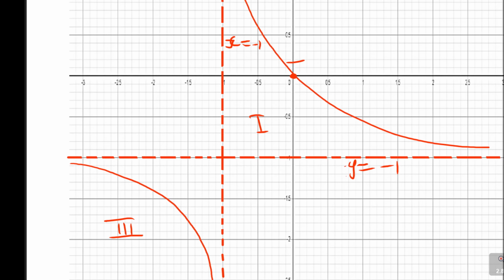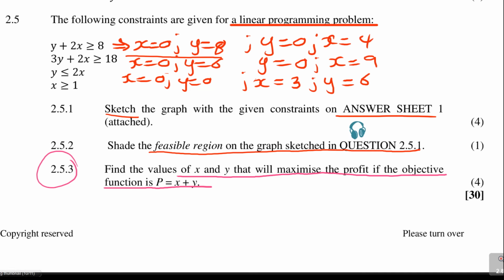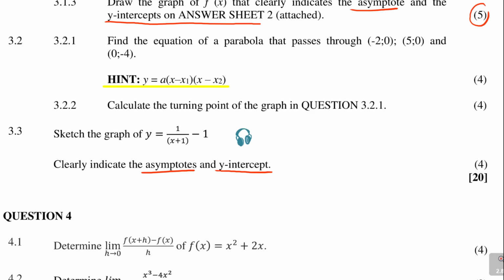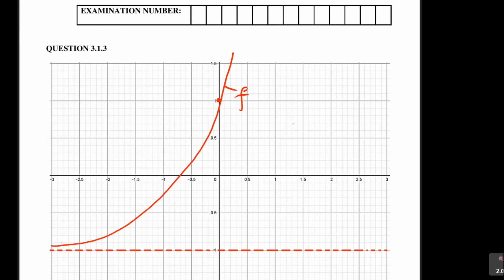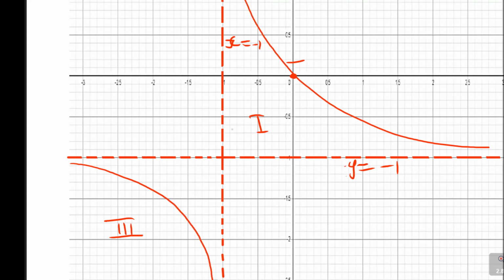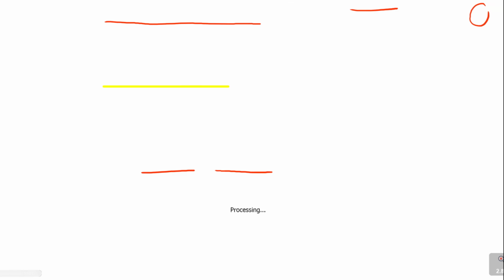This is the graph of what? Is it the graph of f? Or you write it to say this is y is equal to 1 over x plus 1 minus 1, and then the y-intercept here you indicate 0, 0. That is where it's cutting the y-axis. Alright, so guys, this is how you can answer.